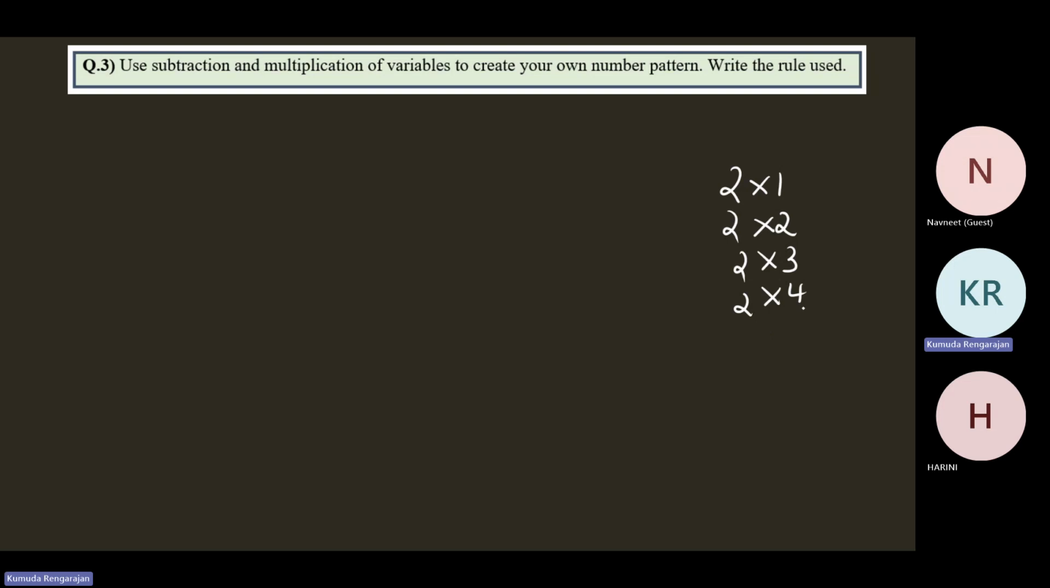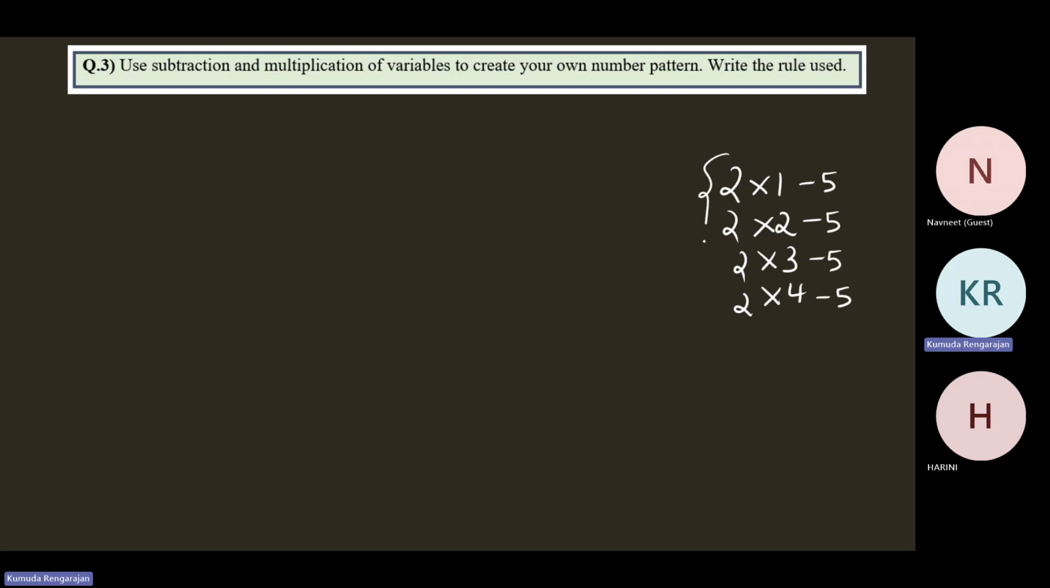Now we should also use subtraction. You can say minus 5 also, children, nothing wrong. You should not say only 1. You can say minus any number you want. So you can say minus 5, but you should put the same everywhere. You can't change.